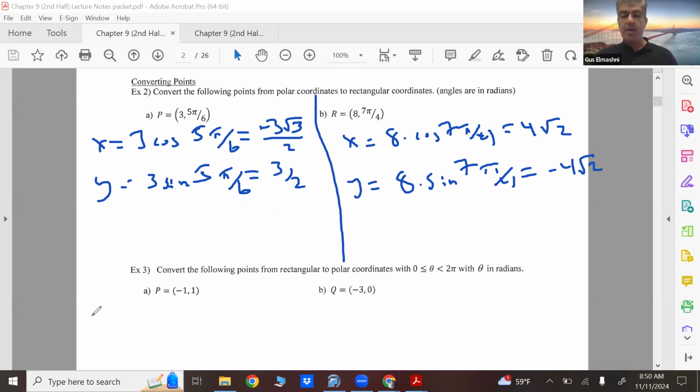Then going the other way around, r squared will be negative 1 squared plus 1 squared, which is 2. So r is root 2. And what's your theta going to be?